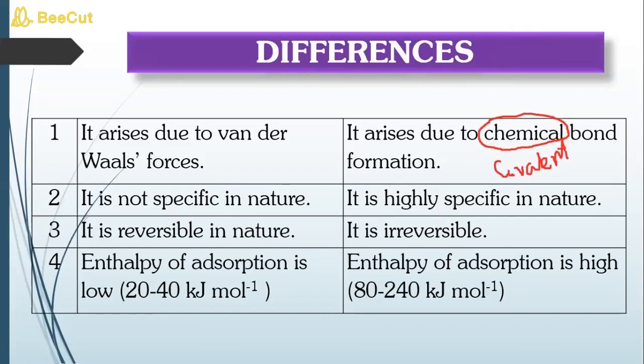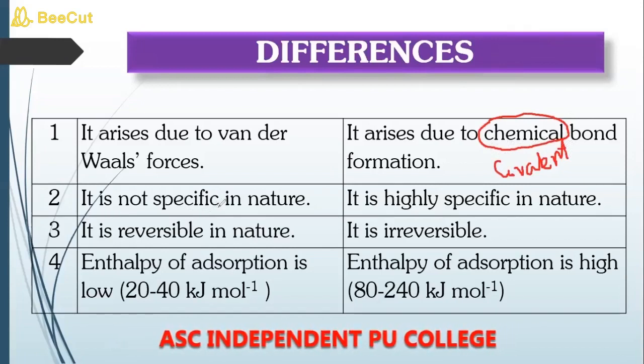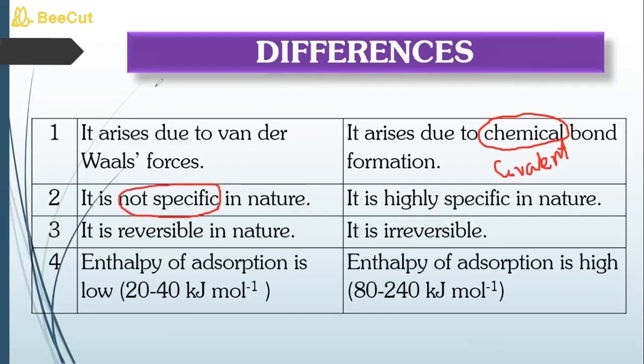The second difference is that physisorption is not specific. It means that assume you have a gas mask in which you will be having a cartridge. That cartridge will have activated charcoal filled in it. Now, this activated charcoal adsorbs all the gases. It adsorbs O2, CO2, CO, H2. Hence, physisorption is called non-specific in nature.